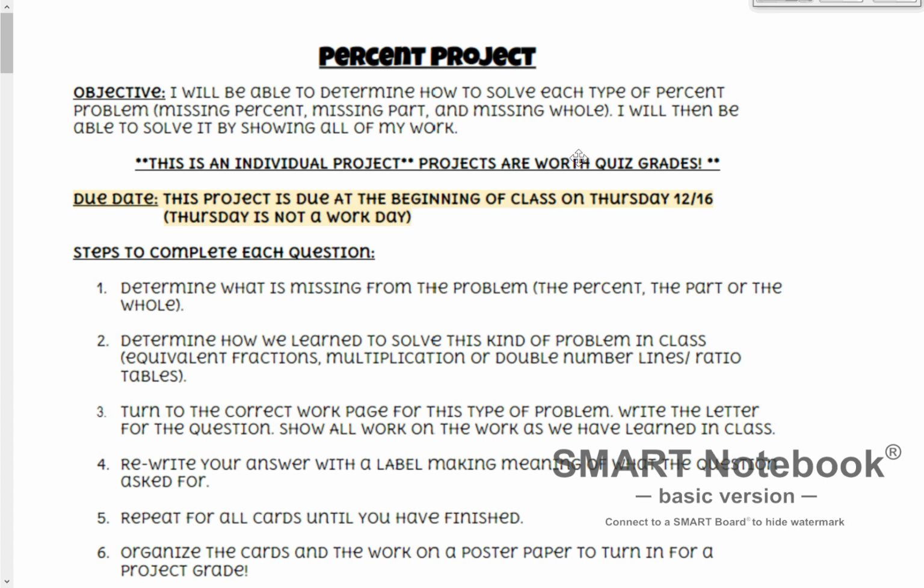You will have all class today and tomorrow to work on it. Whatever is not finished in class does need to be finished at home. This is an individual project, so every single person will complete their own. Projects are with quiz grades, remember. I'm going to end up putting this project into quarter 3 for our first grade. I was planning on putting it in quarter 2, but just with me not being there, it's easier this way if it gets put into quarter 3.